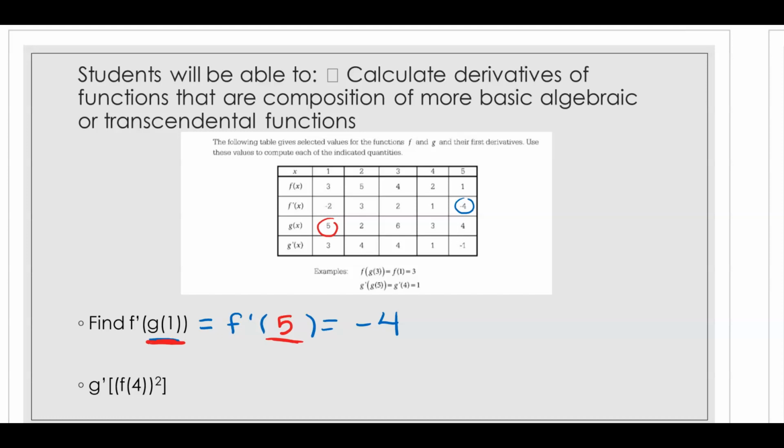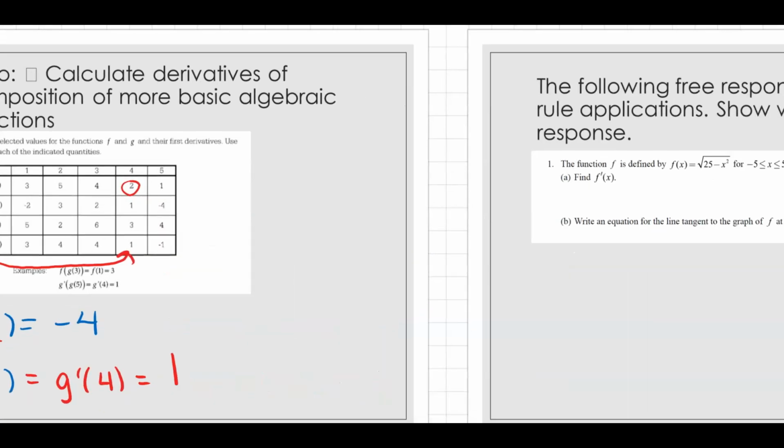Now here we have to be a little bit more careful. So we're still going to find f of 4. So we have g prime of f of 4. So f of 4, according to my table, is 2. So it's like saying g prime of 2, but that value is squared. So really we're saying g prime of 4, and g prime of 4 is 1. Okay.